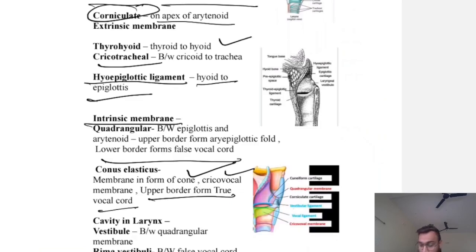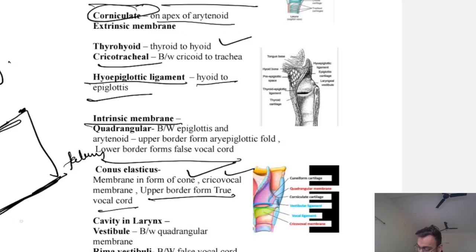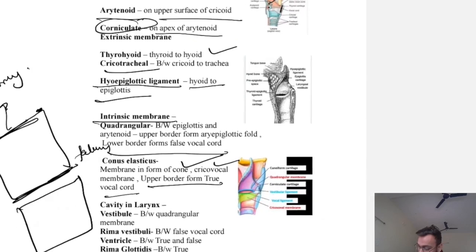So the quadrangular membrane is between the epiglottis and arytenoid. So it is forming like a quadrangle. Okay. So the upper border is from the aryepiglottic fold and the lower border from the false vocal cord, and conus elasticus is below here. So conus elasticus, upper border from the true vocal cord. It is in the form of a cone, it is cricovocal membrane.